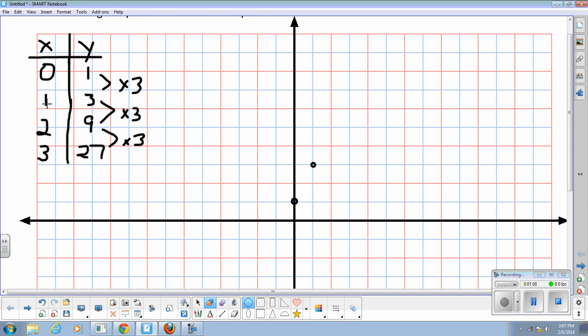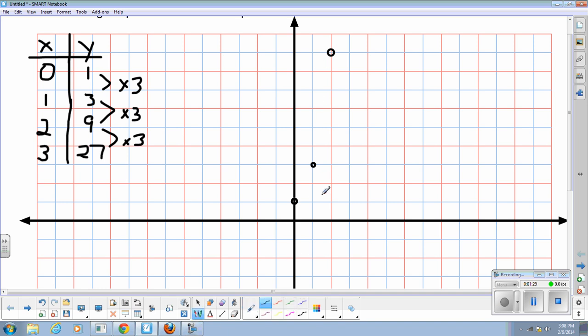and I need another dot at 2, 9. So let's see, 4, 5, 6, 7, 8, 9, and then I'm supposed to go 3, 27. Whoa, can't do that, can I? That's off my graph. So since it's off my graph, I'm only going to plot these 3 points. It gives me the idea of what we're looking for anyway.